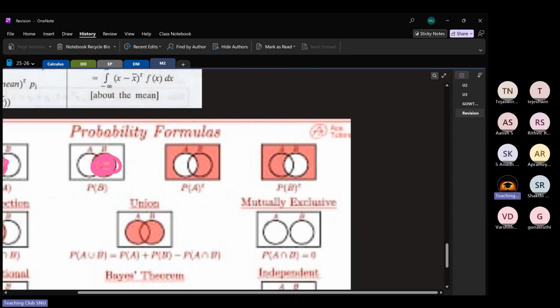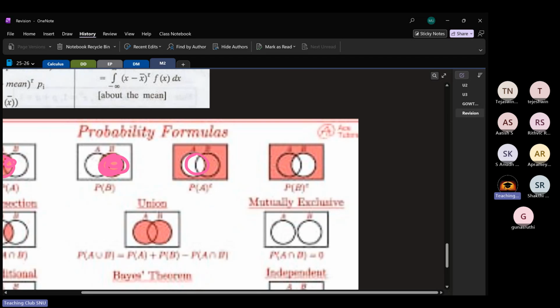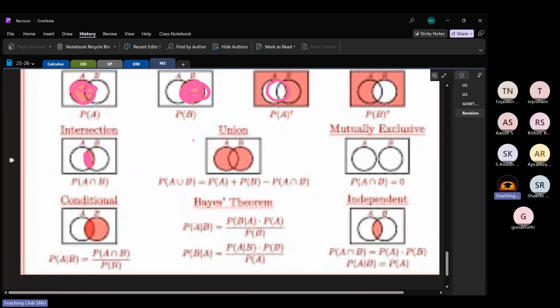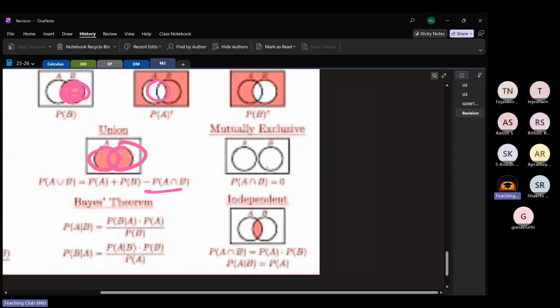What is probability of A bar? Everything except A. Universal set minus A. Just leave this area and everything. This is probability of B bar. Beautiful. Probability of A intersection B is this part. Beautiful. A union B is A plus B. You have added the intersection twice, so subtract it once. Minus P of A intersection B. Beautiful.